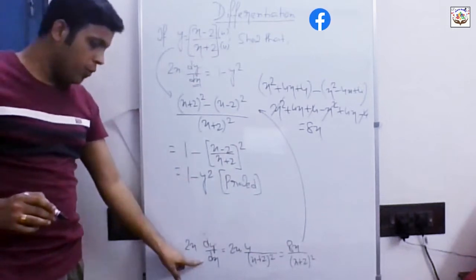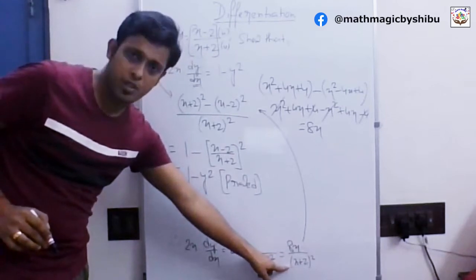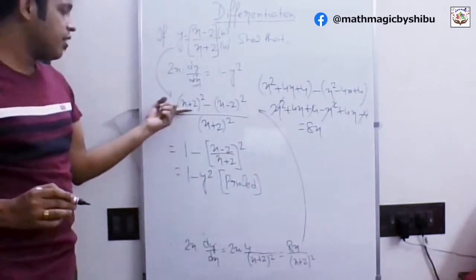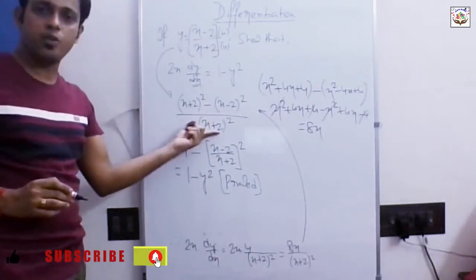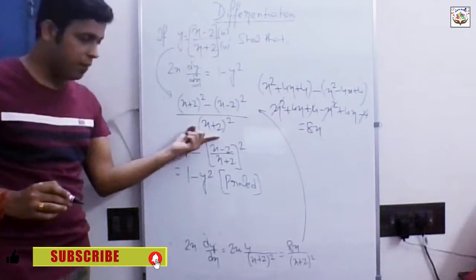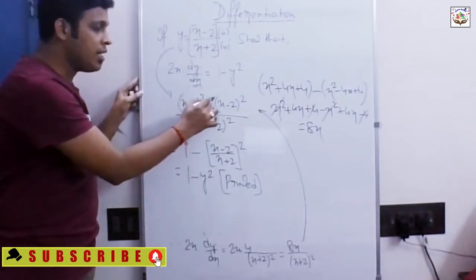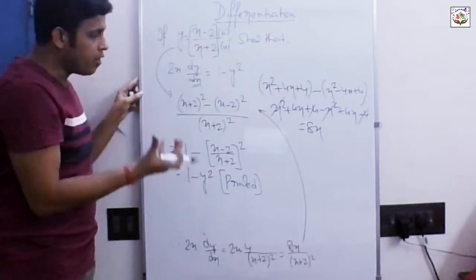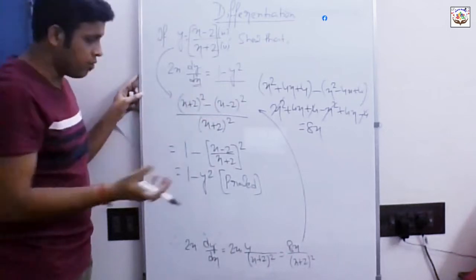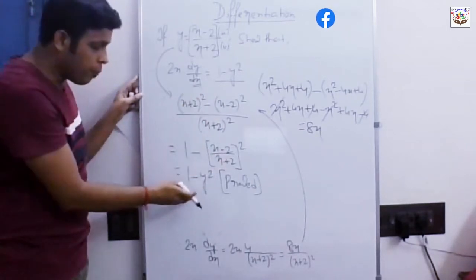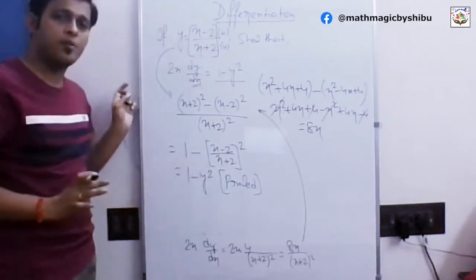Okay, because we have written this 2x into dy/dx term, which is 8x divided by (x plus 2) whole square, as (x plus 2) whole square minus (x minus 2) whole square divided by (x plus 2) whole square. We are not changing anything in the denominator. We are just expressing 8x as (x plus 2) whole square minus (x minus 2) whole square, as we need to prove this term. So we need to have y in our answer. So now in the simple way we have proved that 2x into dy/dx equals 1 minus y square.